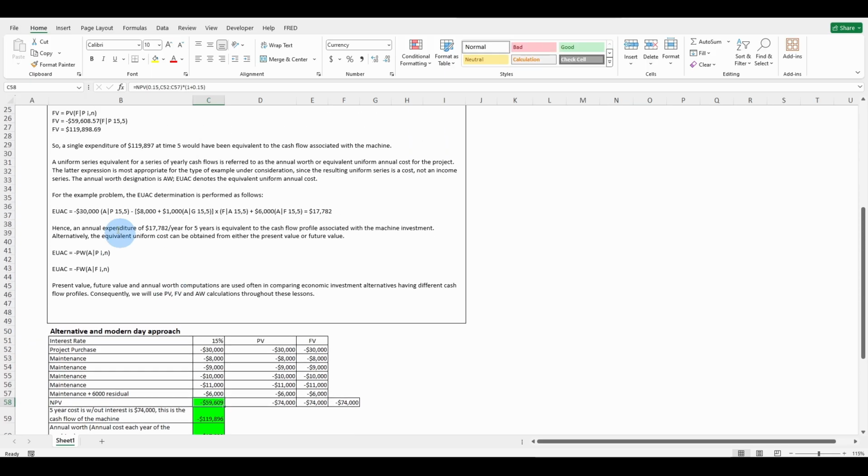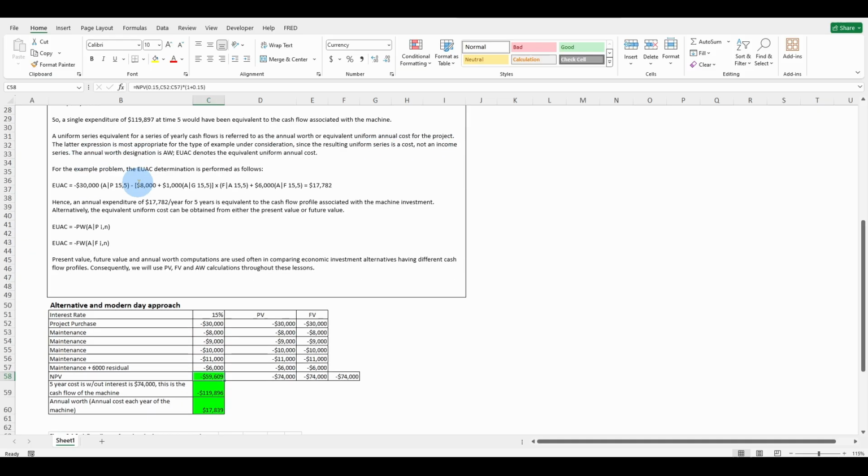What are we doing? A uniform series equivalent for a series of yearly cash flows is referred to as the annual worth or the equivalent uniform annual cost for the project. The latter expression is most appropriate for the type of example under consideration, since the resulting uniform series is a cost, not an income series. The annual worth designation is AW. EUAC denotes the equivalent uniform annual cost.